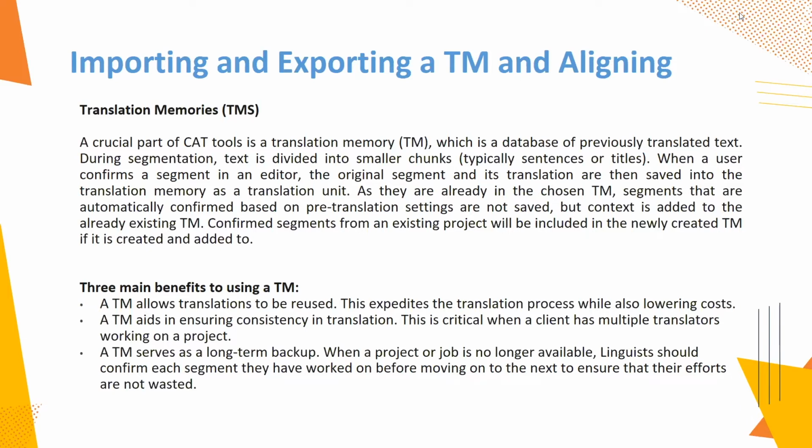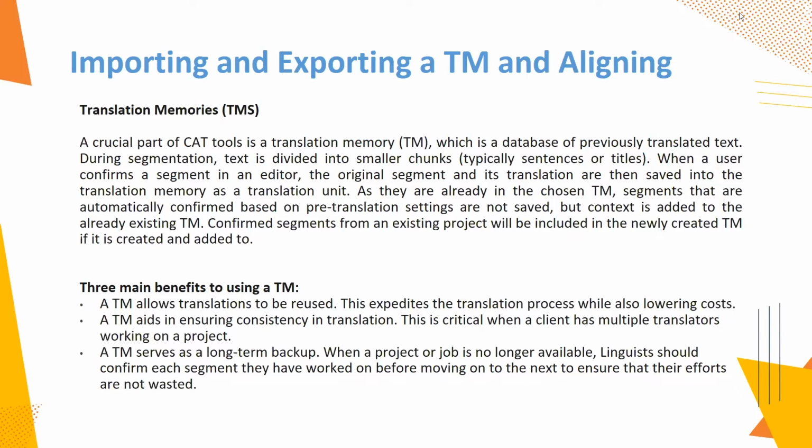So there are three major advantages of a translation memory. First, it allows translation to be reused. So the whole translation process will be expedited and the cost will be lowered because we can avoid repetition of the translation of the same content. Also, it can be helpful in ensuring consistency in translation. It is also very important when some clients have multiple translators working on the same project. They have to make sure that the translation of some content is consistent across the whole project.